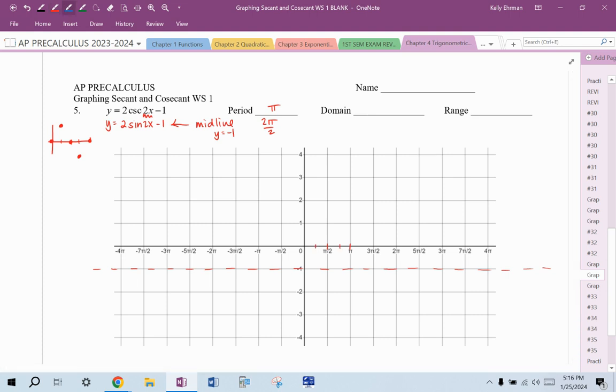And then when I sketch my sine curve, I'm going to start on the midline at the y-axis. And then the amplitude is 2, so we go 2 units at the next tick mark, which is pi over 4. We go 2 units above the midline, and then back to midline, 2 units below, so I'm at -3, and then back to midline. Okay, now keep going with that.